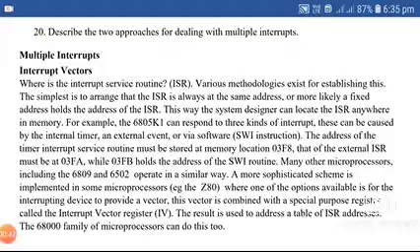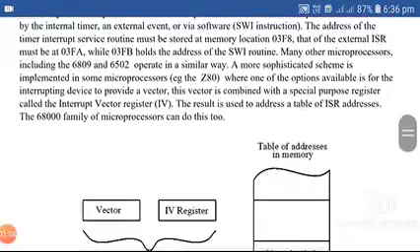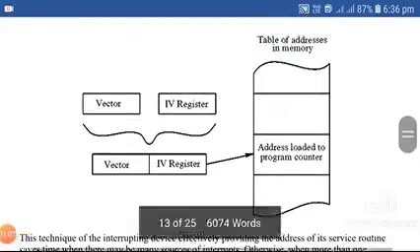For example, the 6805K1 can respond to three kinds of interrupts. These can be used by the internal timer, an external event, or via software. The address of the timer interrupt service routine must be stored at memory location 03F8. The 68000 family of microprocessors can do this too. This can be seen in the diagram below.